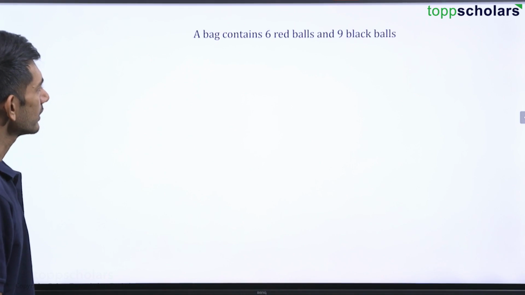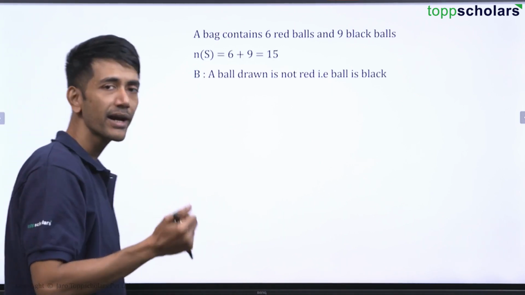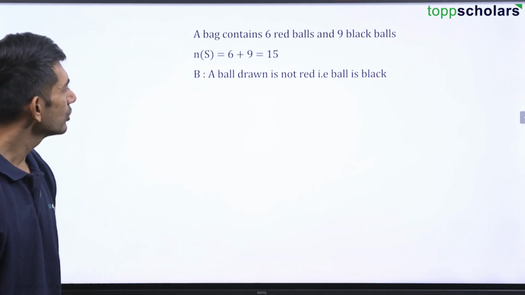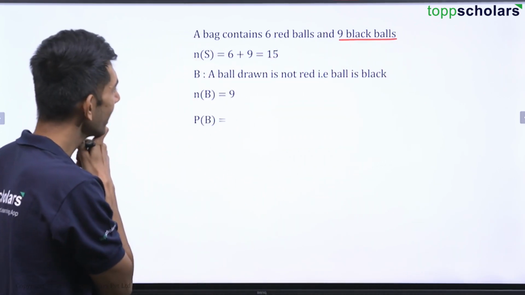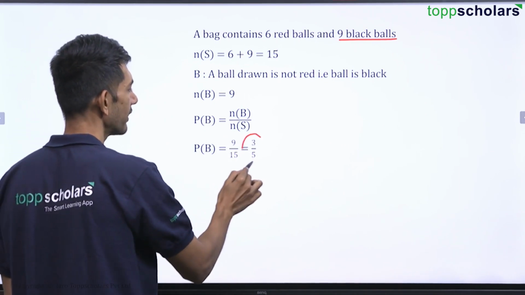Perfect. Let's continue further. Now what do we need? We need non-red ball. See, not red means what? The meaning of not red is black. So how many black balls are there? There are 9 black balls. So what is the probability of getting 9 black balls? 9 by 15. 9 by 15 is 3 by 5. Easy.